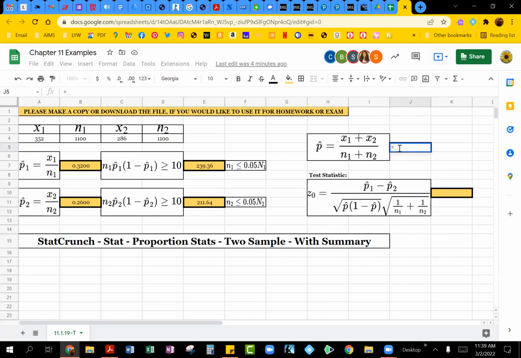Since you are adding x1, x2 in the numerator and n1, n2 in the denominator, we're actually going to put that in parentheses. So I'm typing in parentheses divided by parentheses, and then in the numerator, we'll do x1 plus x2.